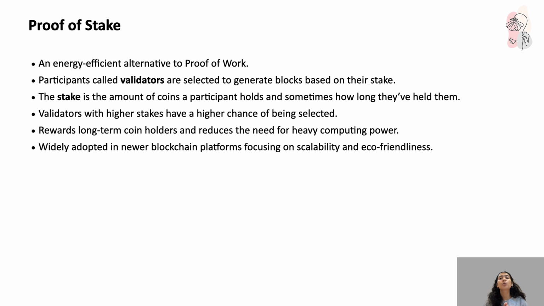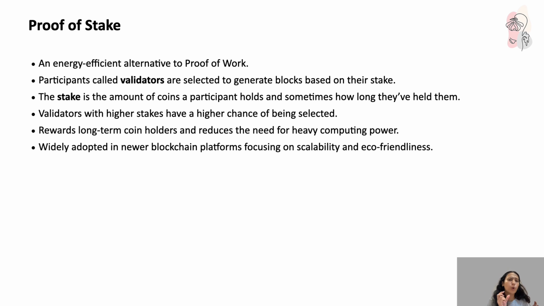So then we have proof of stake, and proof of stake offers a far more energy efficient alternative. So how does it work? There, you remember, we used to call the participating people miners, but in this case we call them validators. And instead of solving puzzles, what do the validators do? They're chosen to generate new blocks, again the same thing, but based on the stake.